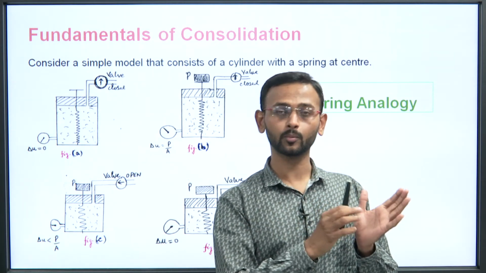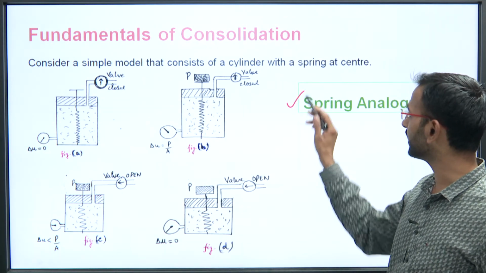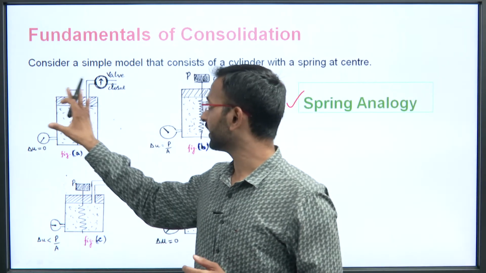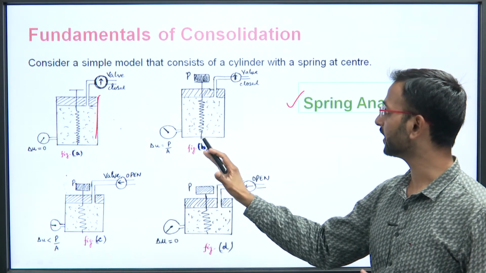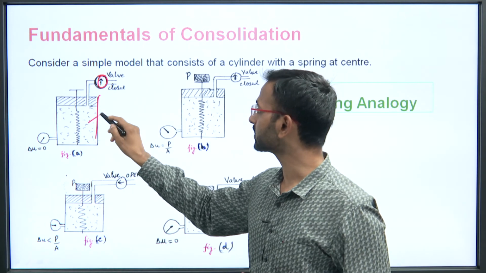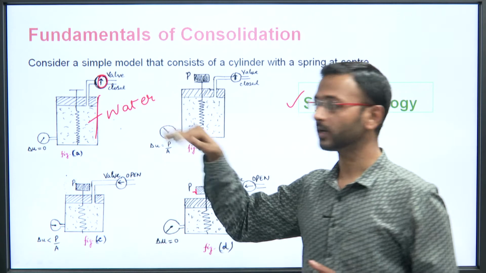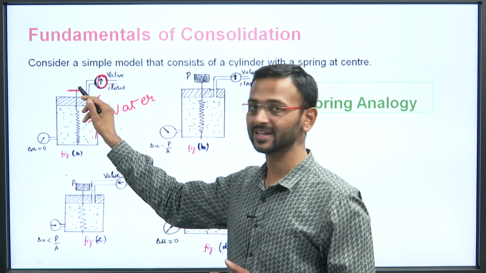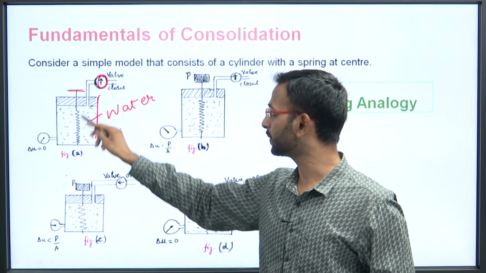Now first of all, before entering into the topic of consolidation, we will be discussing a spring analogy that has been given there, wherein we consider a cylinder here. See, this is the cylinder, and in this cylinder a valve is provided, and this is the water that has been inserted in the cylinder. Also understand one more thing, that there is a load placing space, so the load can be placed in this portion, and then there is a spring attached to it.